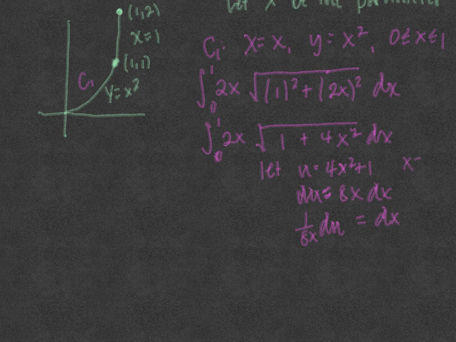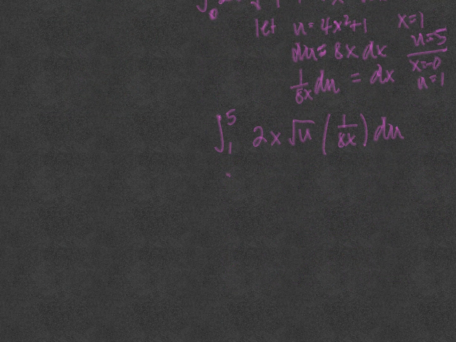When x equals 1, u equals 4 plus 1, which is 5. And when x equals 0, then u equals 1. So we're going to say the integral from 1 to 5 of 2x square root of u times 1 over 8x du. Those x's cancel beautifully. So we have the integral from 1 to 5, 2 over 8 is 1/4, and I'm going to put that out front, and we have u to the 1/2 du.